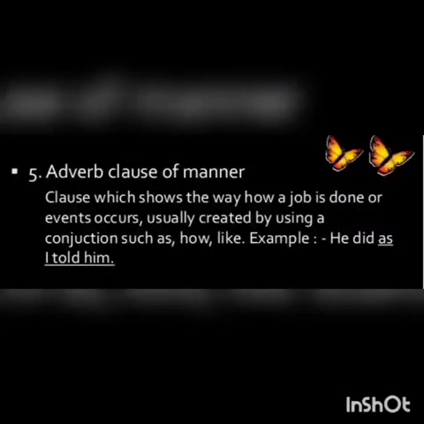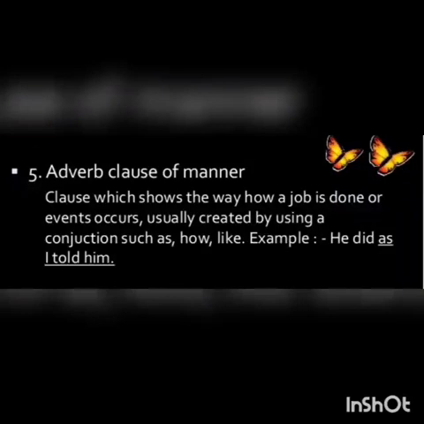Let us now move to the next one, adverb clause of manner. Adverb clause of manner shows how something happens or how something is done. It usually answers the question how and begins with subordinating conjunction as, like, as though, as if, etc.